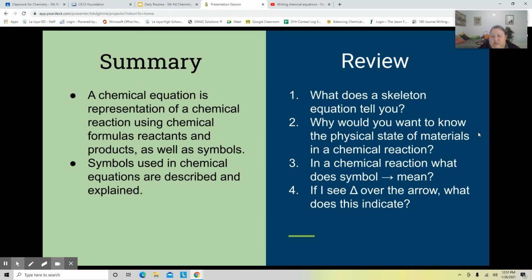Your review questions, only 4 of them. What does a skeleton equation tell you? Why do you want to know the physical state of materials in a chemical reaction? In a chemical reaction, what does the arrow to the right mean? If I see a triangle over the arrow, what does this indicate?